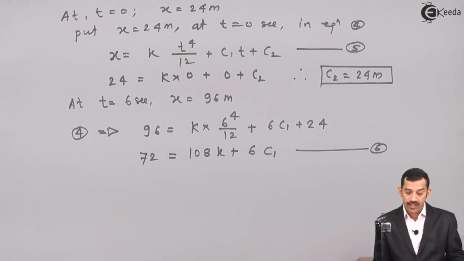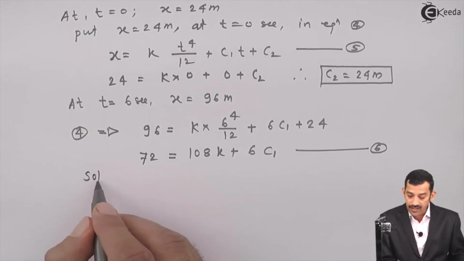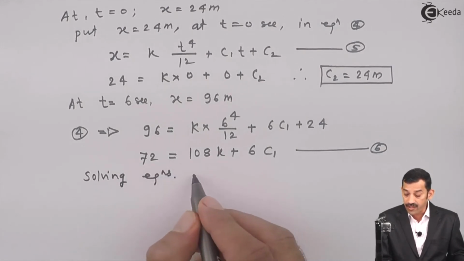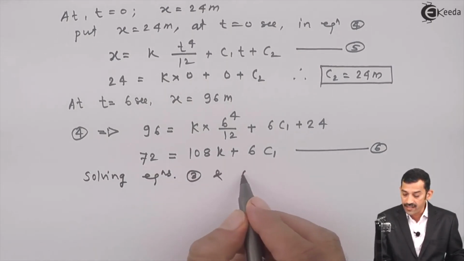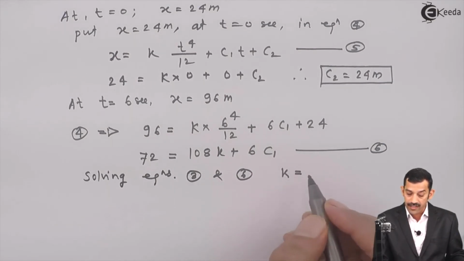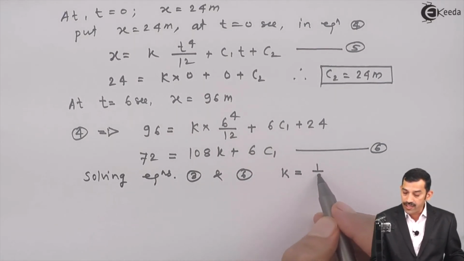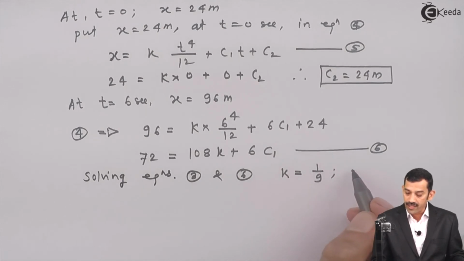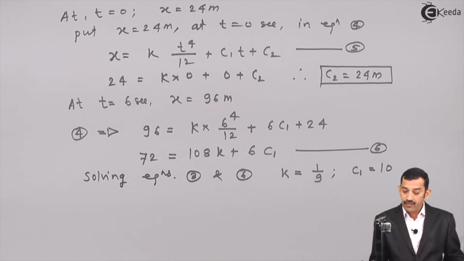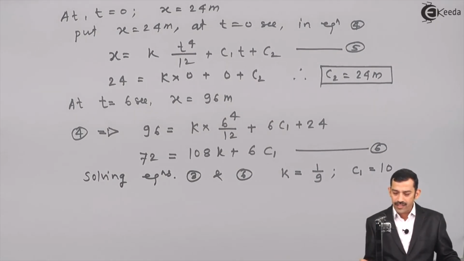Therefore, if we solve equations 3 and 6, both k and c1 can be found. K comes out to be 1 by 9 and c1 comes out to be 10. K is known and c1 is known.